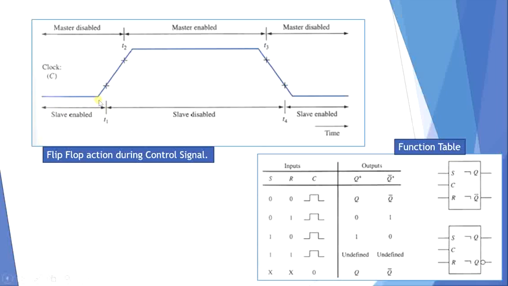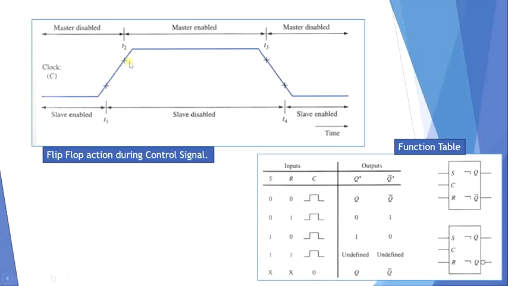Now as the control signal starts to rise, the slave is disabled at time T1, while the master will remain disabled. Thus the slave becomes disconnected from the master but retains the state of the master. So during the interval between T1 and T2, the master will remain disabled and the slave will become disconnected from the master but will retain the same state of the master.